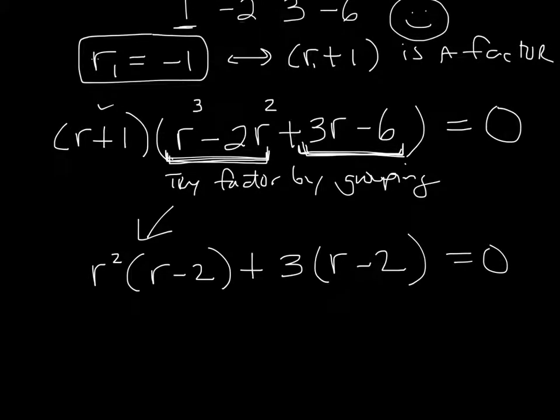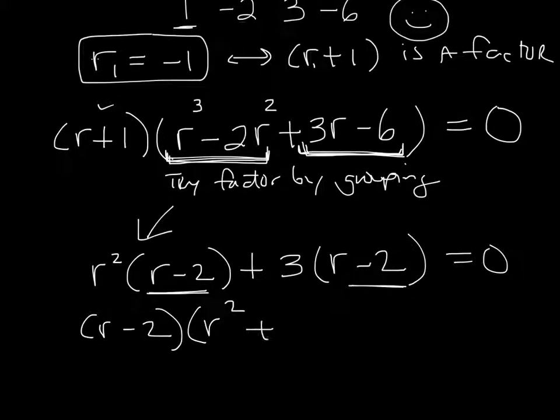So factor by grouping, we notice that there's an r minus 2 in common, so I can factor that out. If that factors out, I'm left with r squared plus 3. Okay, this is very good news.